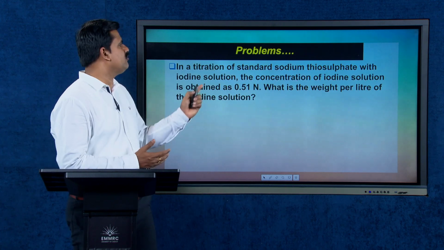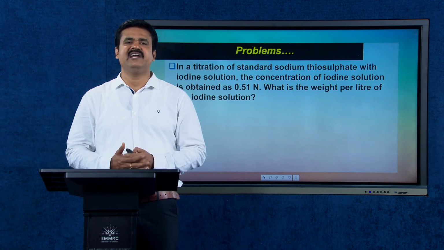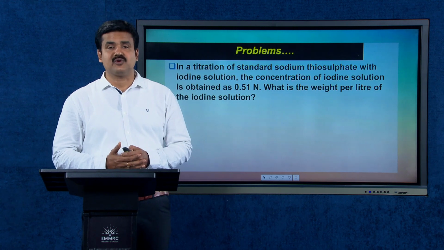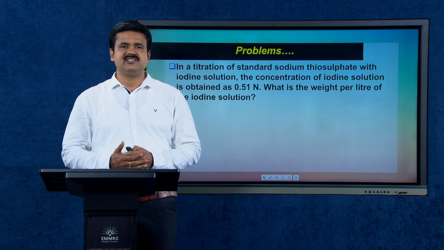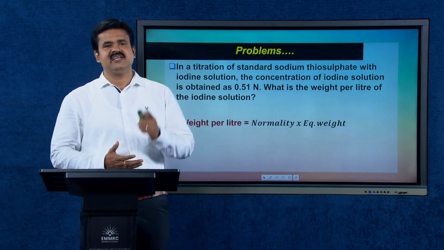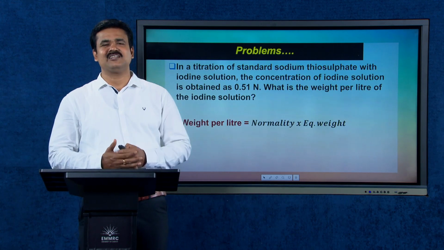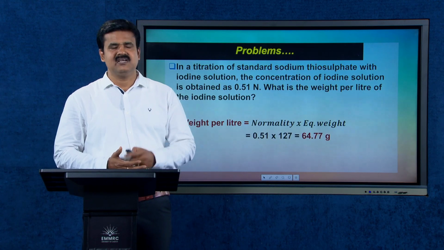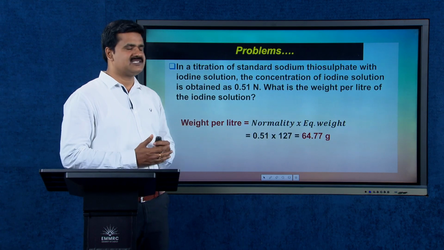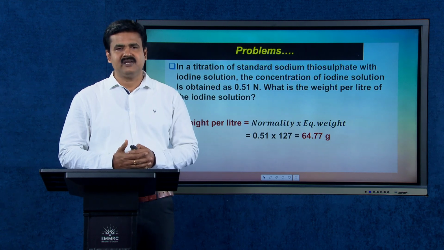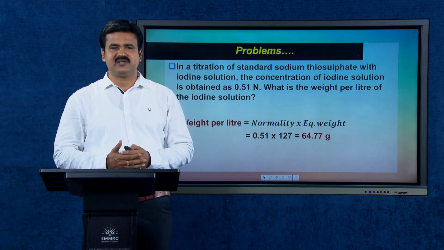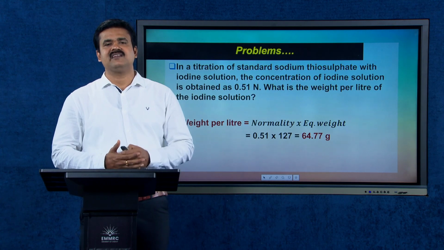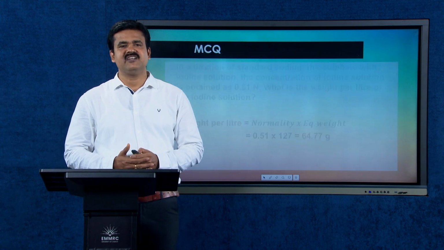In a titration of standard sodium thiosulfate with iodine solution, the concentration of iodine solution is obtained as 0.05 normal. What is the weight per liter of the iodine solution? It is clear that weight per liter can be calculated by using the expression weight per liter equals normality into equivalent weight. The normality is given in the problem as 0.51. You just have to multiply with 127, that is 0.51 into 127. The weight per liter equals 64.77 gram.